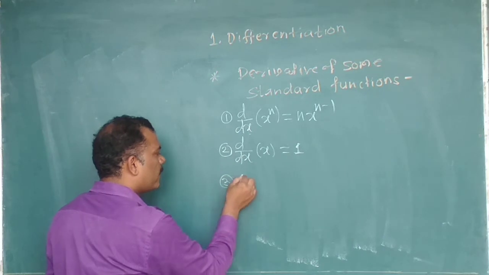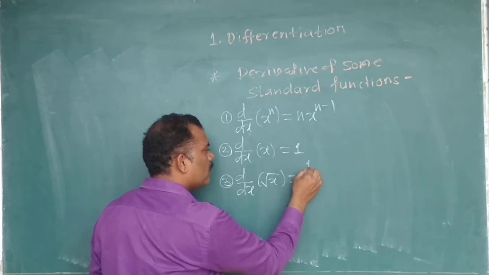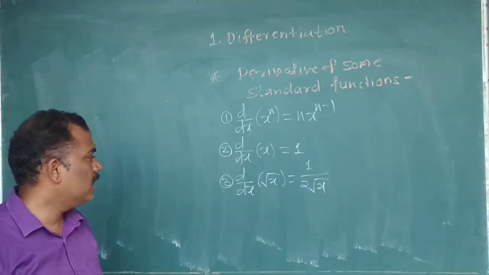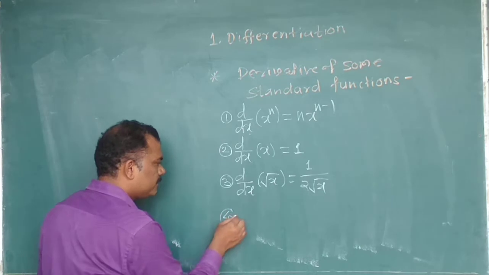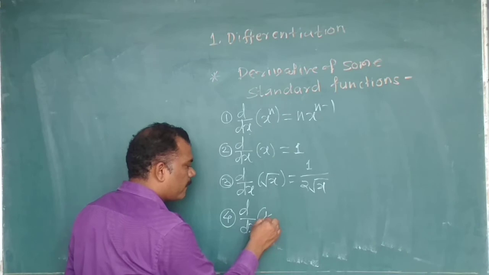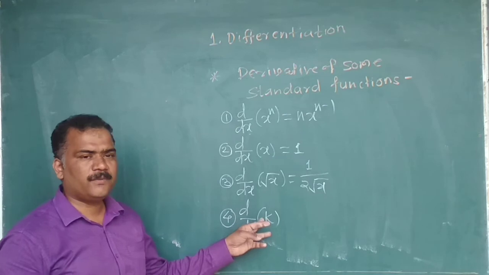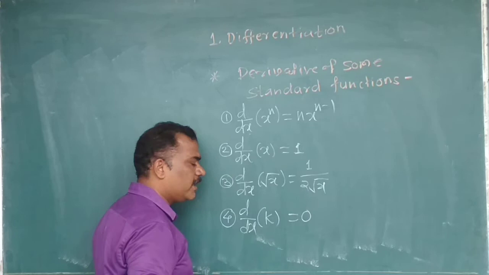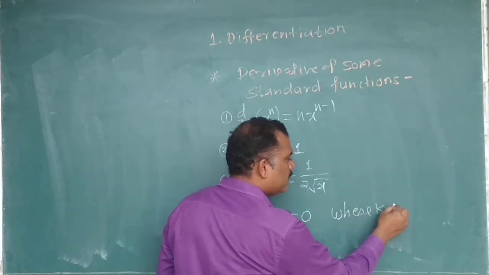Third one is that d dx of root x is equal to 1 upon 2 times root x. Fourth one is that d dx of k, where we take the function as k, where k is a constant, and its derivative is 0.